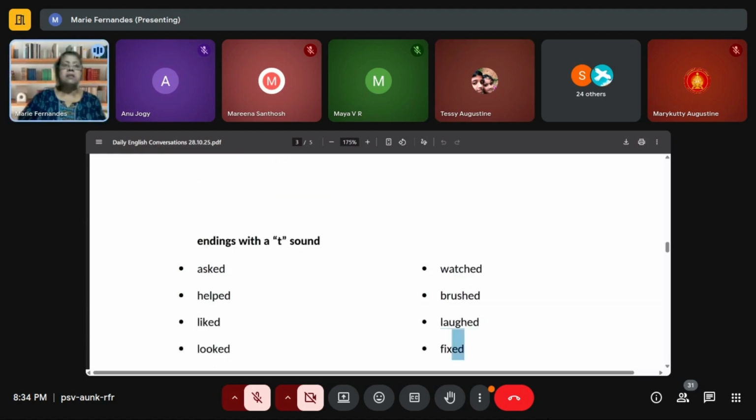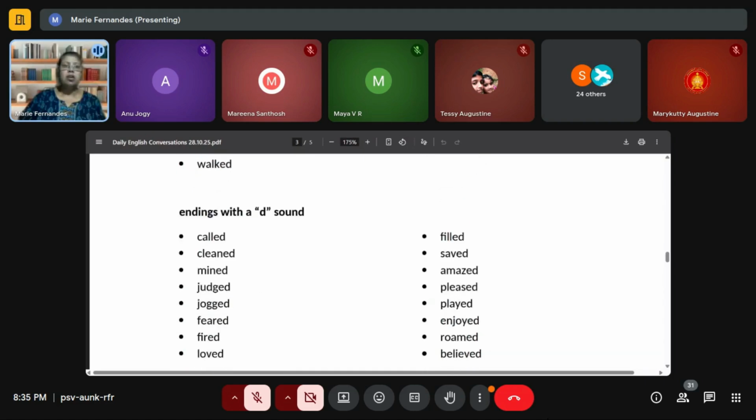Okay. I asked a man on the road for help. He helped me to cross the road. I liked the way he helped me. Can you see how I make sentences? I looked back at him and thanked him. I wanted to see where he went. I brushed my teeth this morning. I laughed at her joke. I fixed the leaking sink. Very simple. But when you say it in a sentence, make sure I don't say I fixed it, I laughed it. No. I fixed, I laughed, I brushed, I watched TV. Okay? Let's go to the next one.